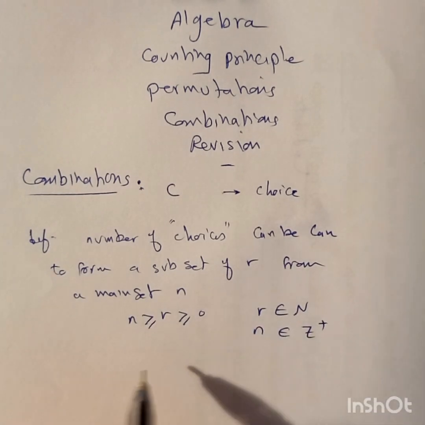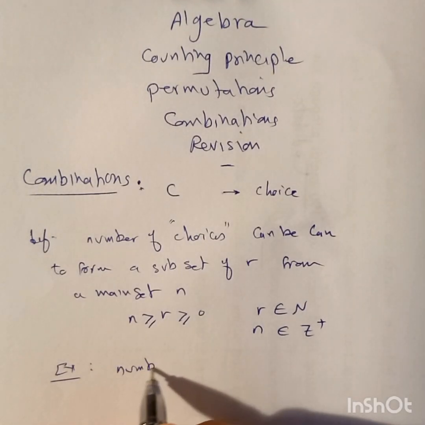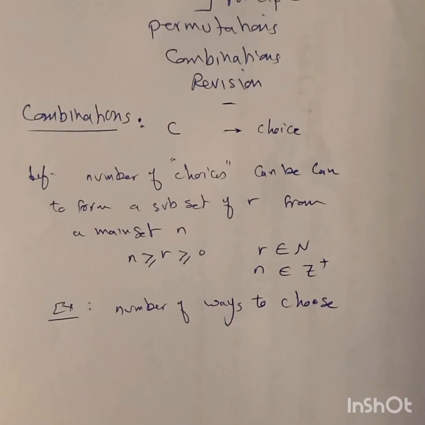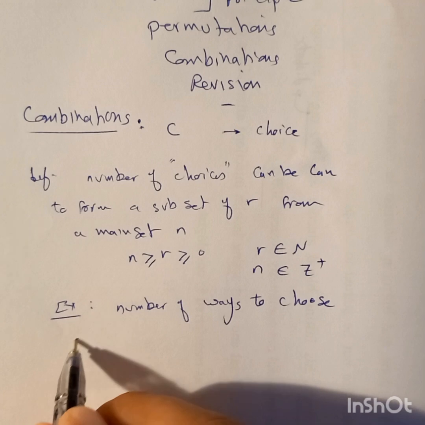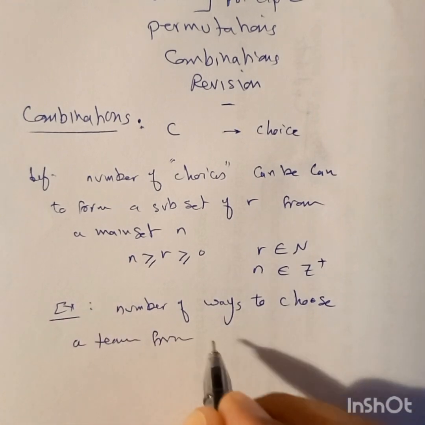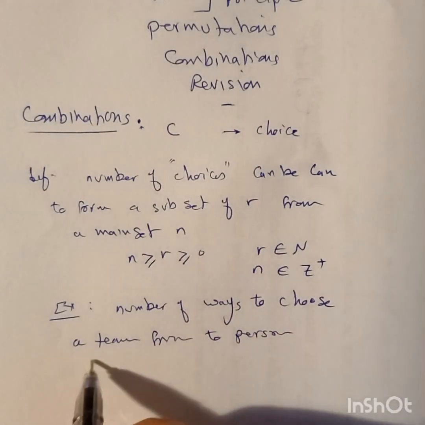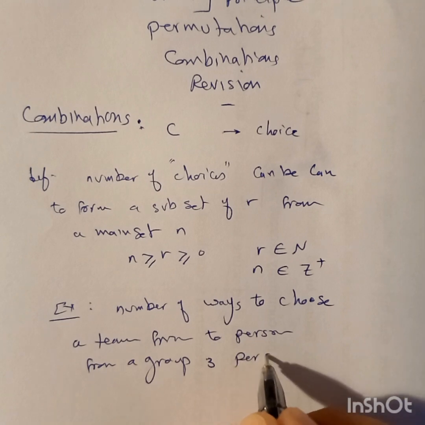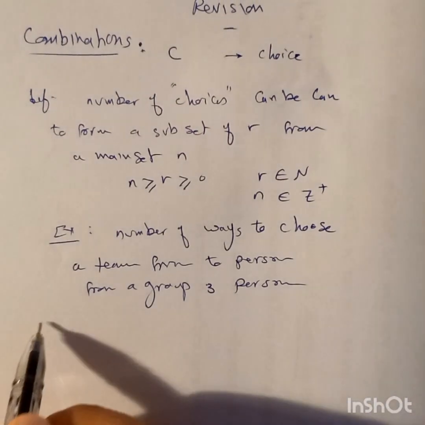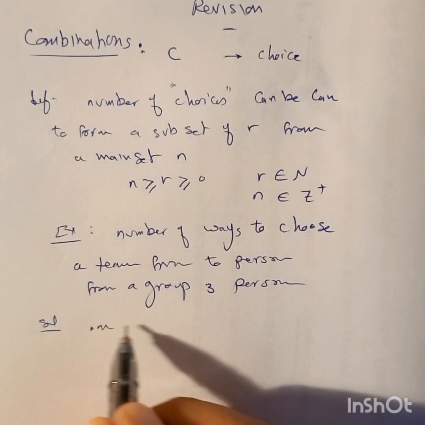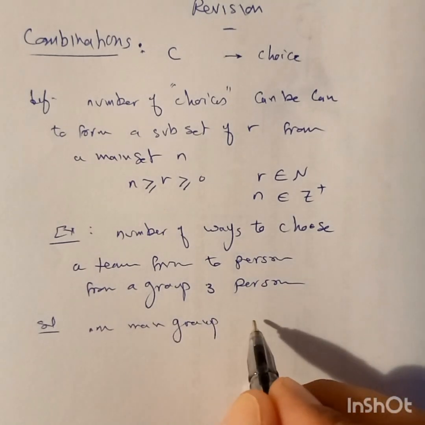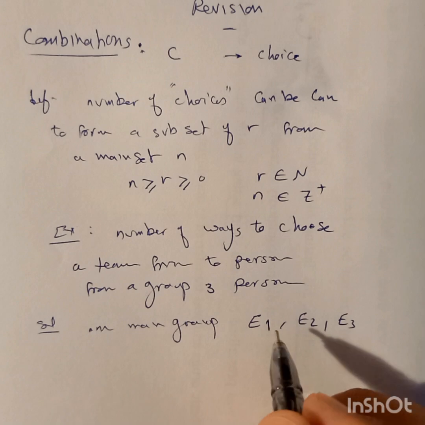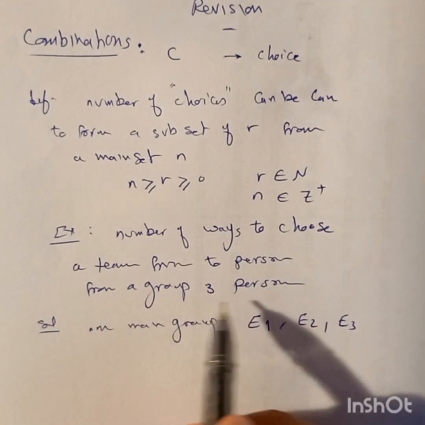For example, it's required to find the number of ways to choose, only to choose without taking arrangement or ordering into consideration, a two-person team from a group whose number of elements is 3 persons. Here we have 3 elements in the main set: element number 1, element number 2 and element number 3, as we have person 1, person 2, person 3. Then we need to form a two-person team from this main group.